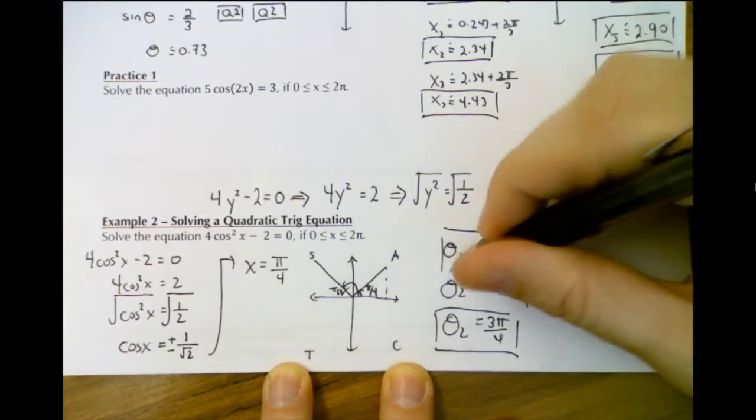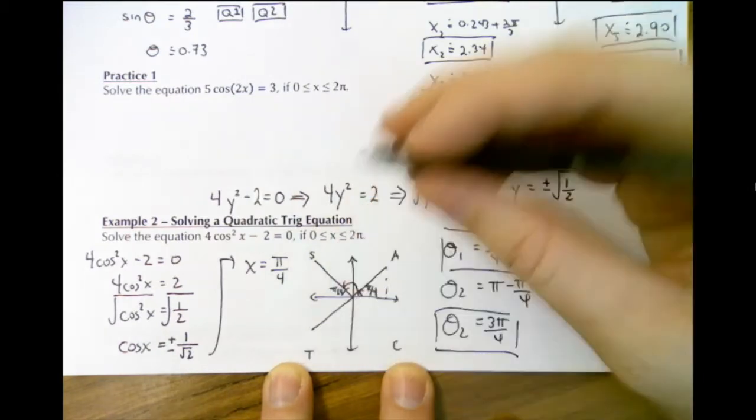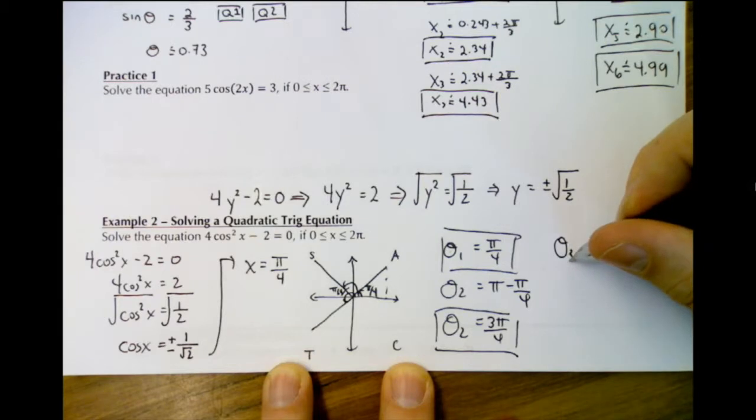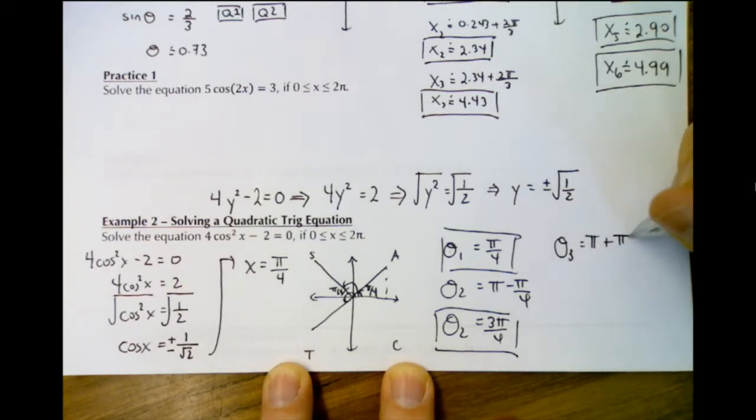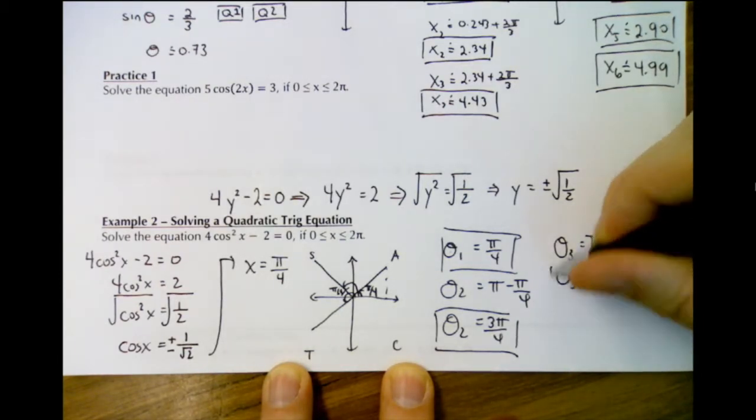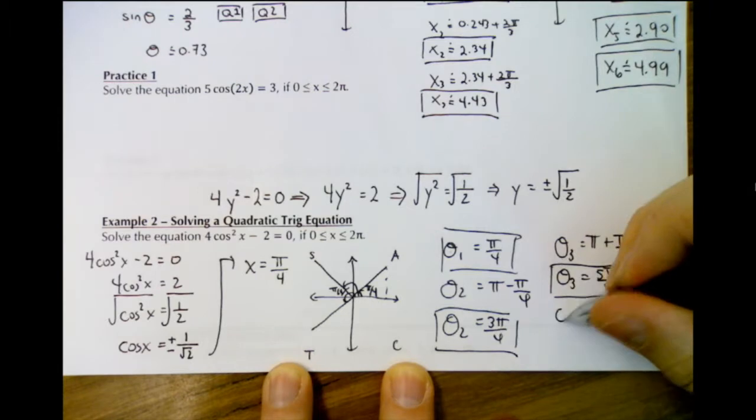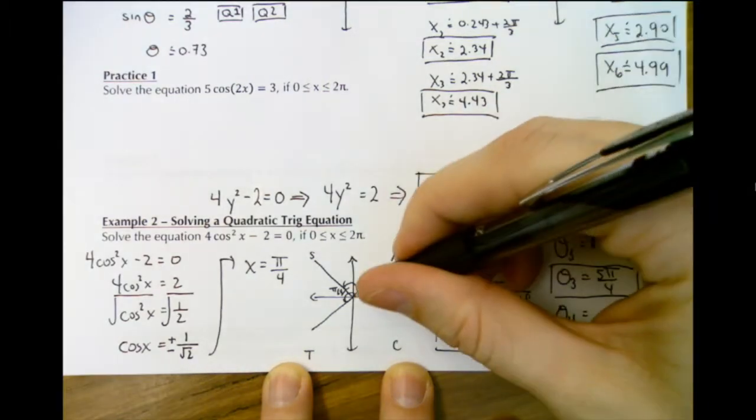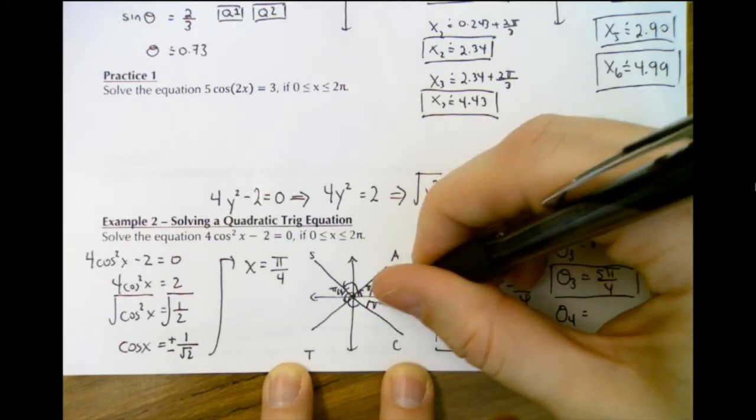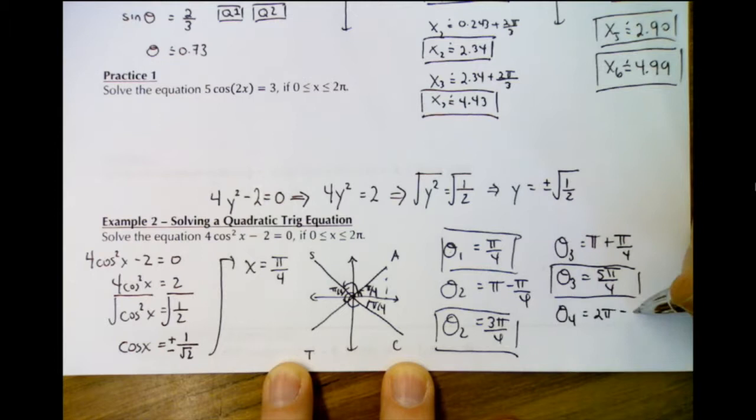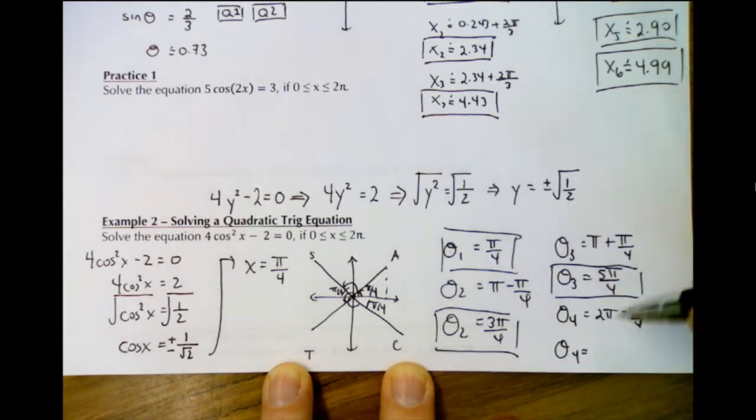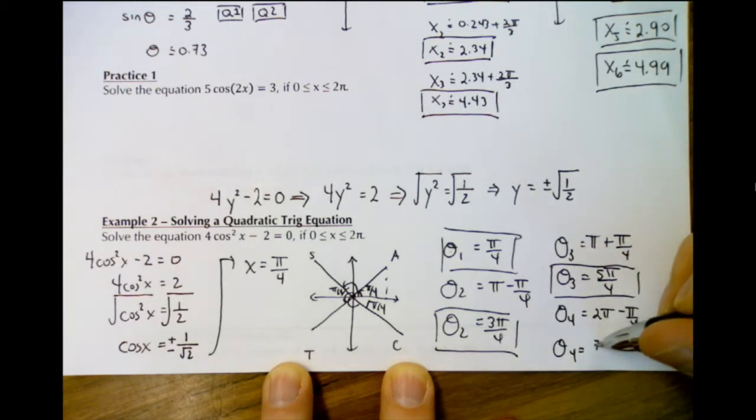So there's 2 of our answers. In the third quadrant, that would be pi plus pi over 4, which is 5 pi over 4. And in the fourth quadrant, the angle with reference angle pi over 4 would be 2 pi minus pi over 4, which is 8 pi over 4 minus 1 pi over 4, 7 pi over 4.